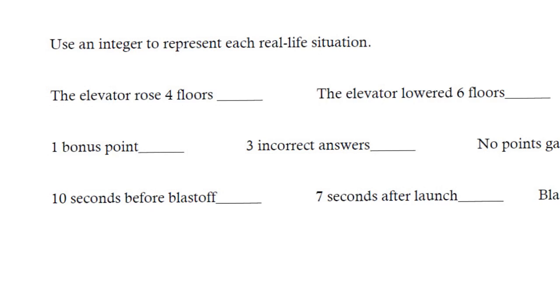So the first question says the elevator rose 4 floors. Well, if we rise, we know that's a positive. So this would just be a positive 4. You don't have to write a plus sign because just the number 4 is represented as positive. If we go to the elevator lowered 6 floors, that would be going down. So that would be a -6.